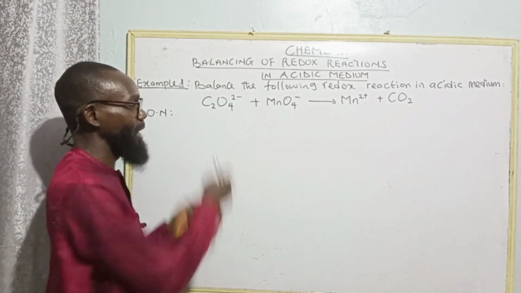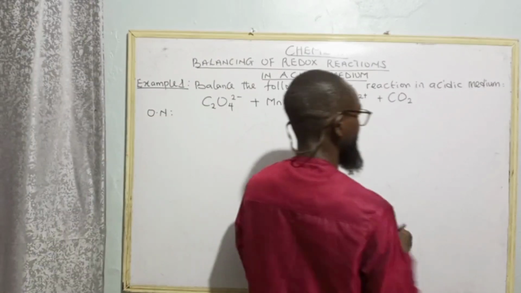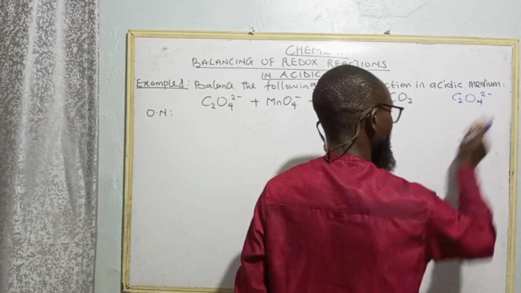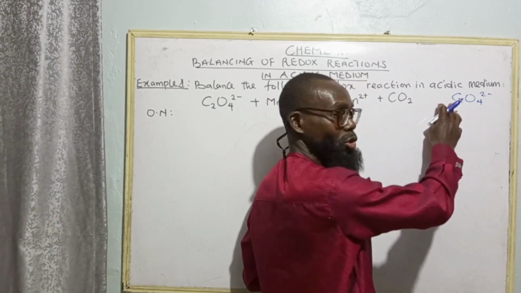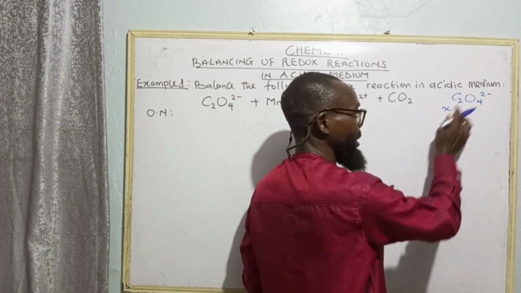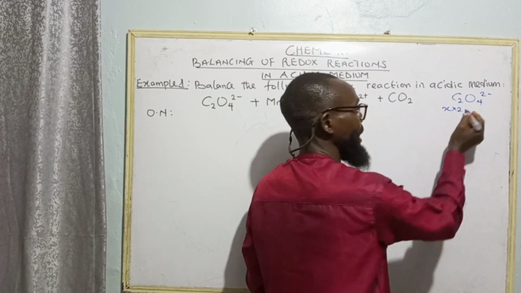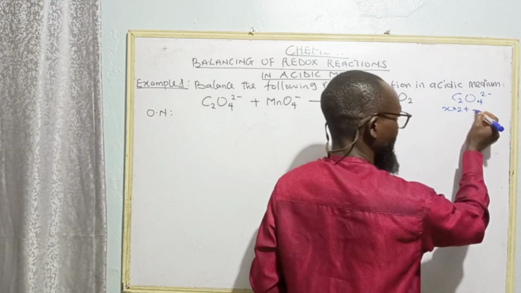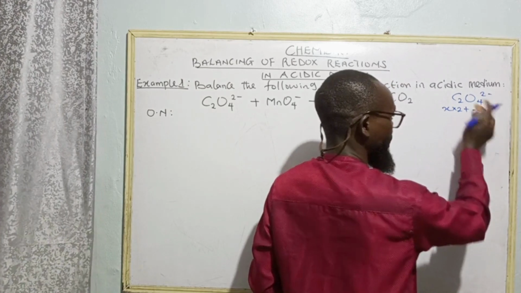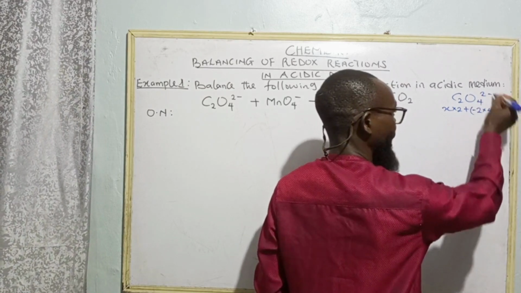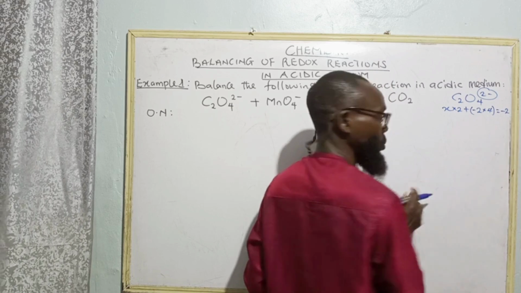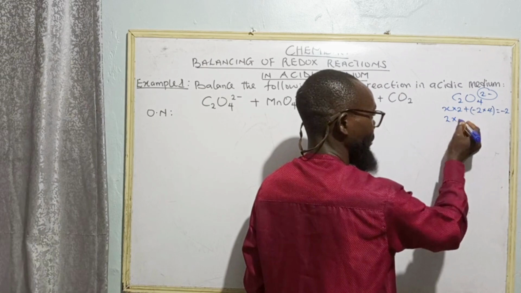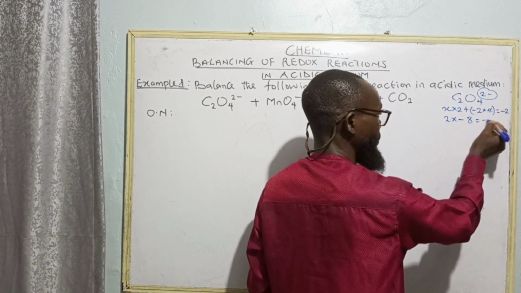To get the oxidation number of carbon here, we have C2O4 2 minus. The oxidation number of carbon here is unknown. We have x multiplied by these 2, plus the oxidation number of oxygen, which is minus 2, multiplied by 4, since oxygen owns this 4. Then this is raised to the power of minus 2. So 2 times x we have 2x, plus minus 2 times 4 we have minus 8, equals minus 2.